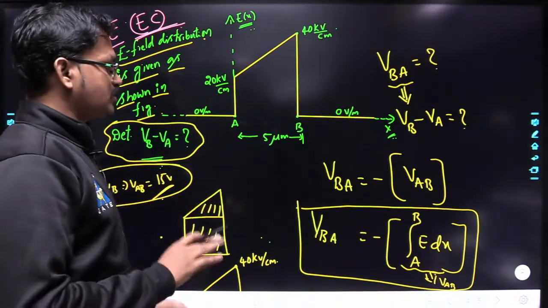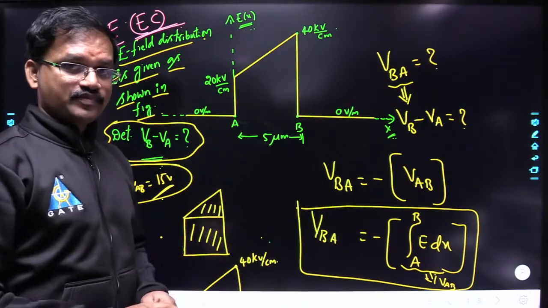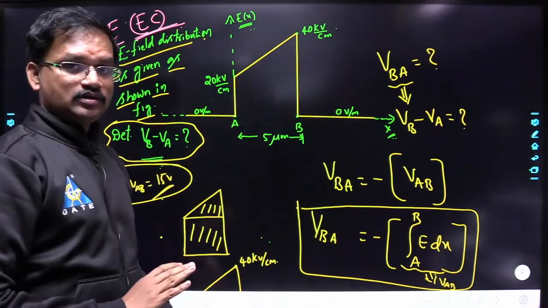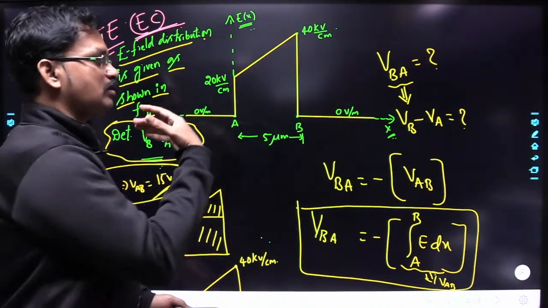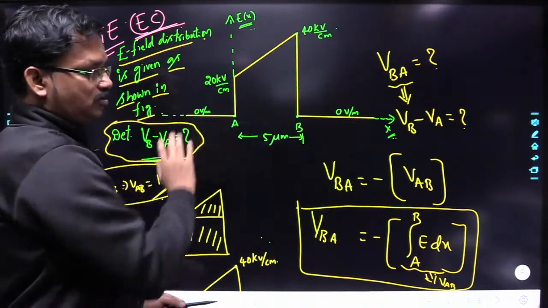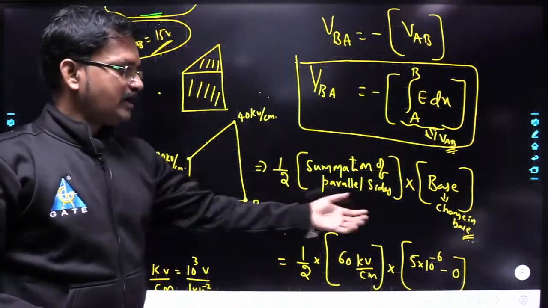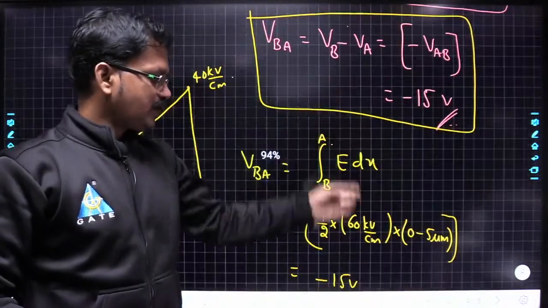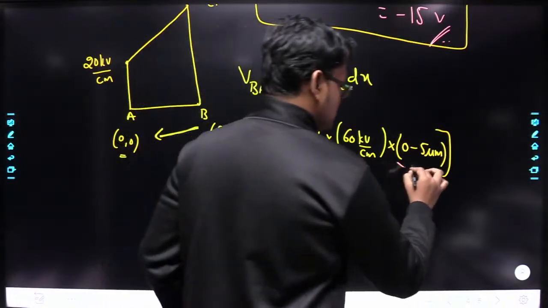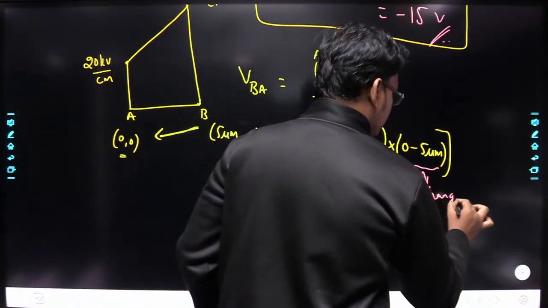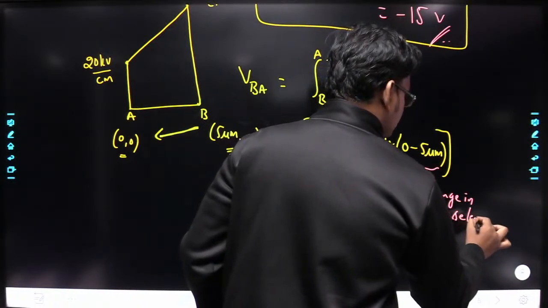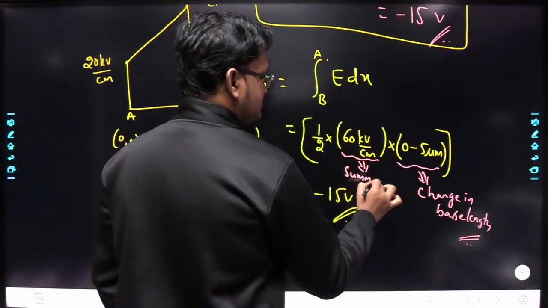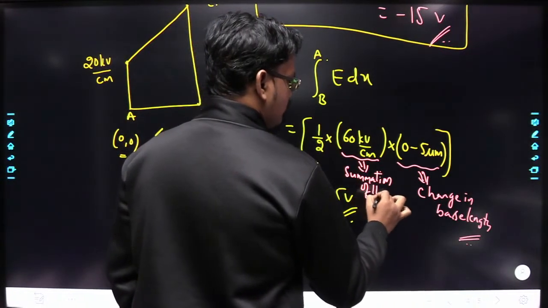Just one thing you have to understand: whether you are moving from A to B or B to A, whatever they are asking. If they are asking VAB, that is VA minus VB, then you have to move from A to B while calculating the area. If they ask VBA, that is VB minus VA, then you have to move from B to A. That is where the difference comes: when you write the change in base here, you get positive, whereas here you get negative. So this is nothing but the change in base length, and this is the summation of parallel sides.